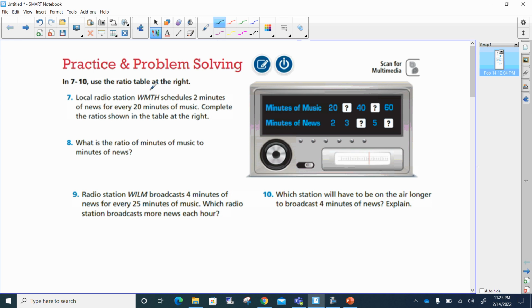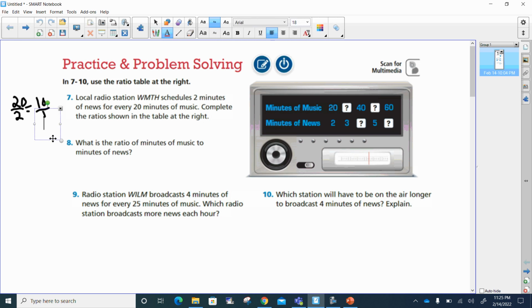Local radio station WMTH schedules 2 minutes of news for every 20 minutes of music. Complete the ratio. If we complete this, I've got 20 to 2, and then what to 3? Well, I know 20 divided by 2 is 10, right? So we got a ratio of 10 to 1. That means there's 20 minutes of music for every 1 bit of news. So when there's 3 minutes of news, there'll be 30 minutes of music. So I can write that down.